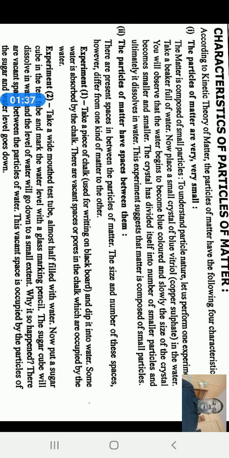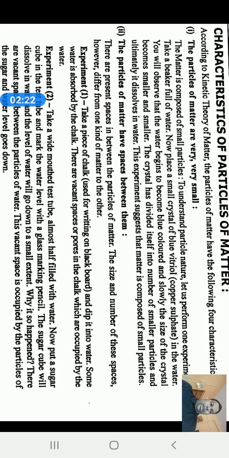Now, why are these small? Because matter is composed of small particles. Now see the example of small crystals of blue vitriol, that is, copper sulfate. If it dissolves in water, it begins to form a blue colored solution, and slowly the size of the crystal becomes smaller and smaller. The crystal has divided itself into a number of smaller particles and ultimately dissolves in water. So these experiments also suggest that matter is composed of small particles.